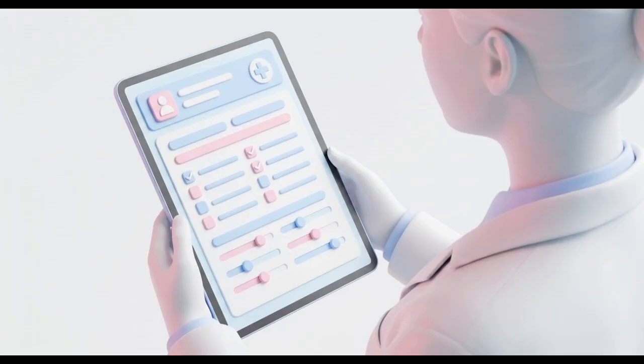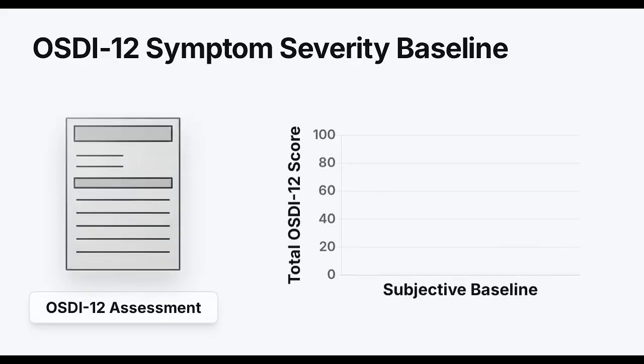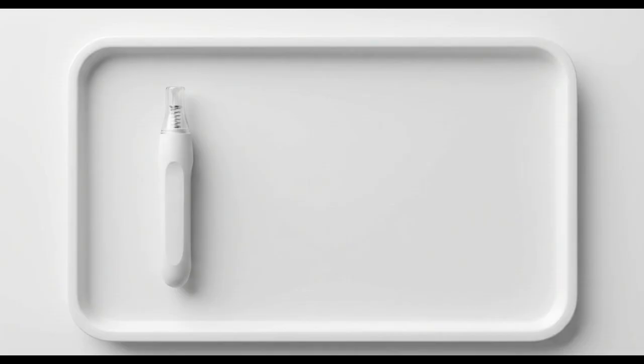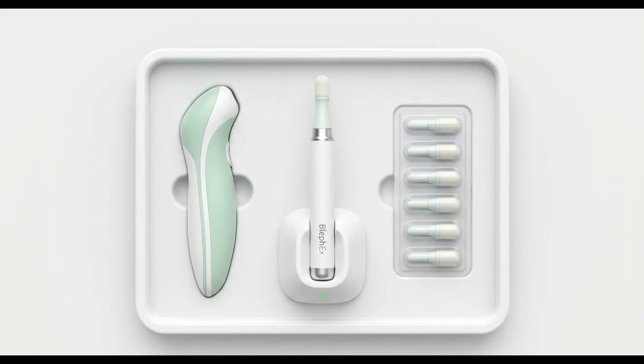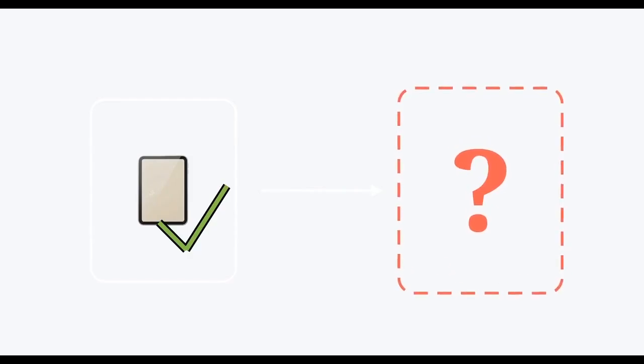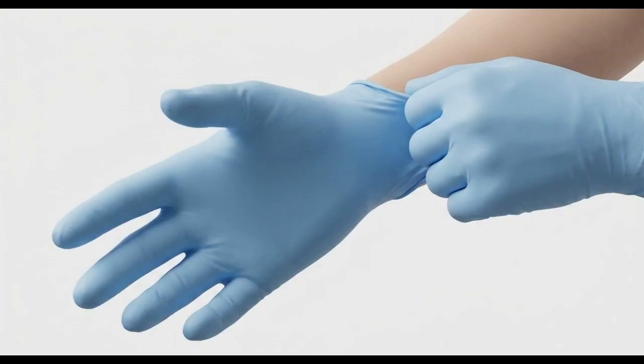Before you begin the physical exam, you must complete the patient's symptom history. Using a standardized questionnaire like the OSDI-12 provides a necessary subjective baseline to evaluate against your physical findings. You will need three specific items to execute this procedure: the handheld Meibomian gland evaluator, a prepared BlephEx treatment kit, and topical anesthetic drops. Capturing a standardized diagnostic baseline is clinically useless on its own. To provide actual relief, that diagnosis must immediately trigger a consistent, targeted physical treatment protocol.